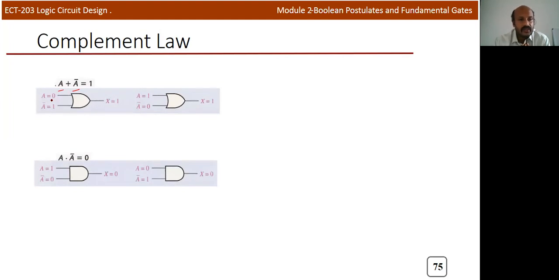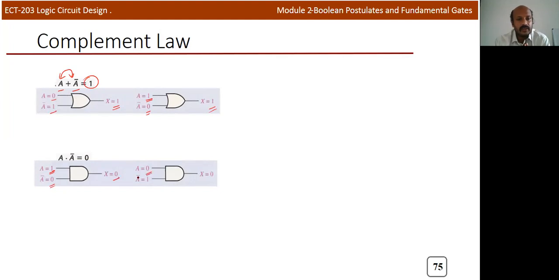So if a is equal to 0, a bar will be 1. So if you perform the OR operation, the output will be 1. In another case also we can discuss, if a is equal to 1, a bar is equal to 0. In that case also output is 1. So when you perform OR operation with the complement of that particular variable, output will be 1 always. The same thing we can discuss in AND operation. If a is equal to 1 and a bar is equal to 0, so AND result will be 0.